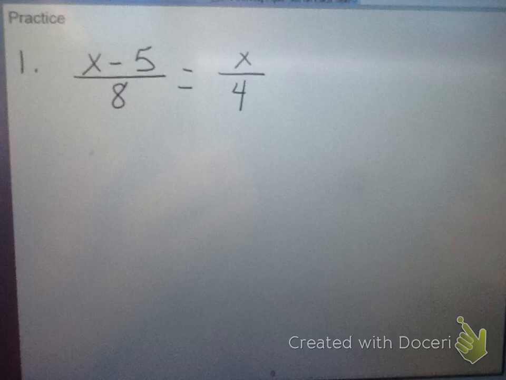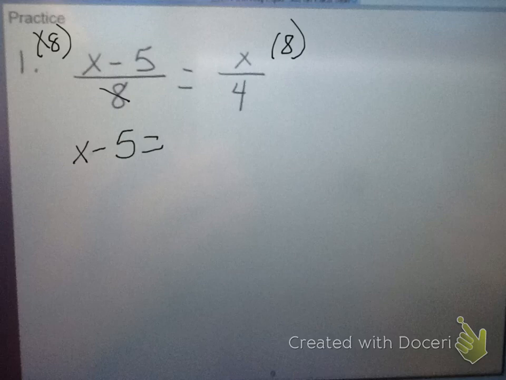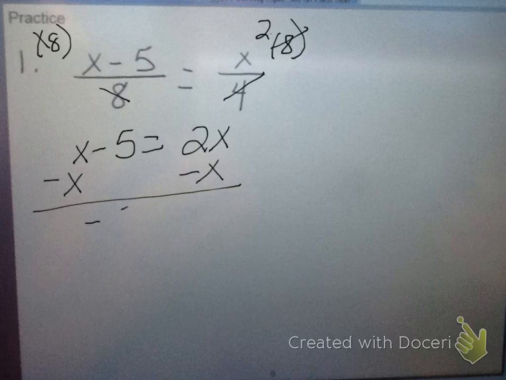Here's a practice problem. This looks just like, I think it's number 4 on your homework, where you are going to multiply each term by the least common denominator. My least common denominator is 8. The 8's go away, so the numerator just falls out, so you get x minus 5 is equal to 4 goes in 8 2 times, x is 2x. Now, because that 2x is sitting over there all by itself, we have to subtract the x on both sides. So that's negative 5 is equal to x, and that is your answer.